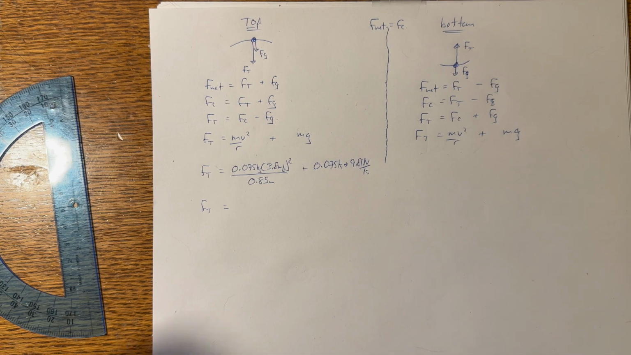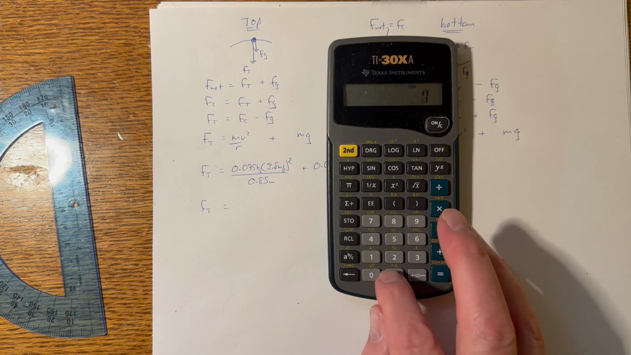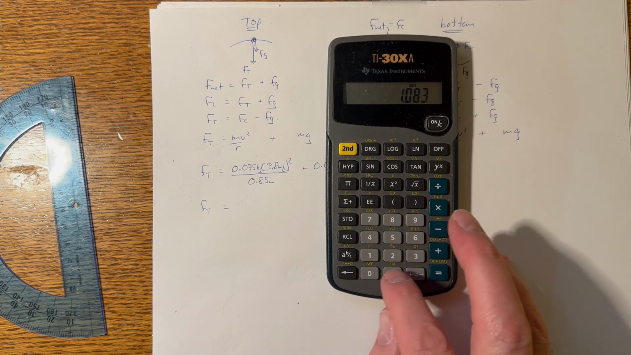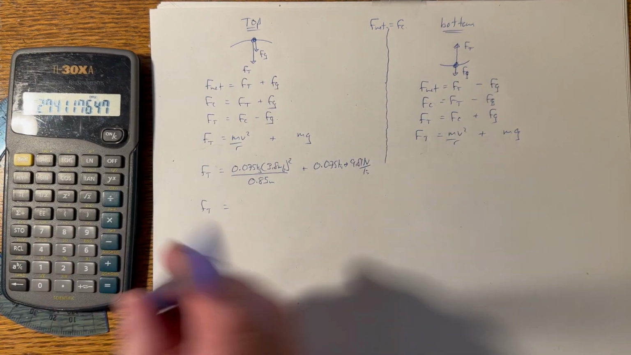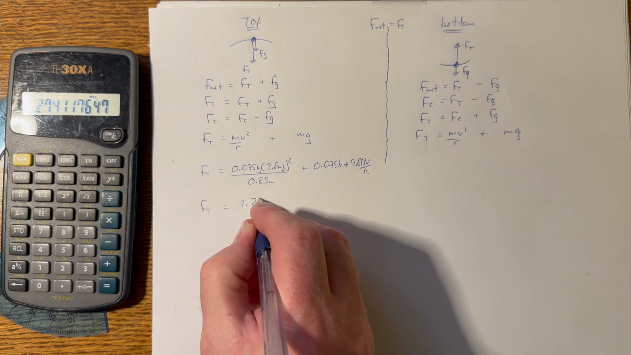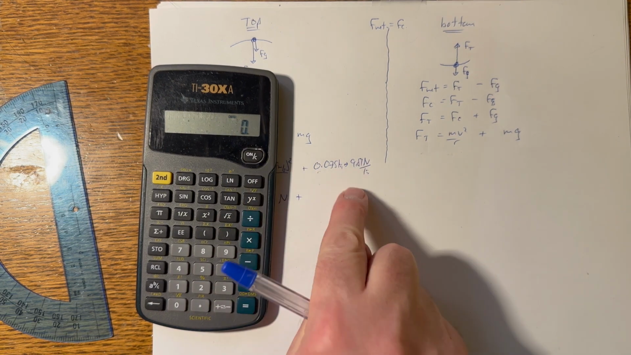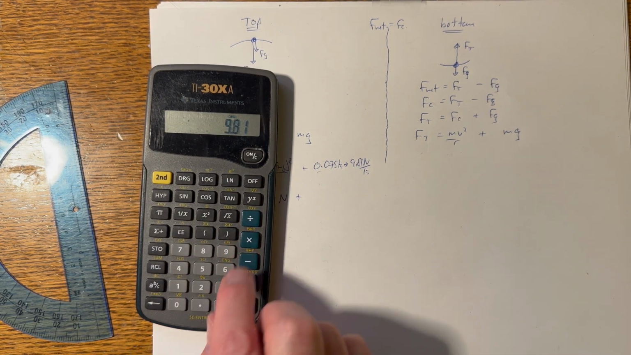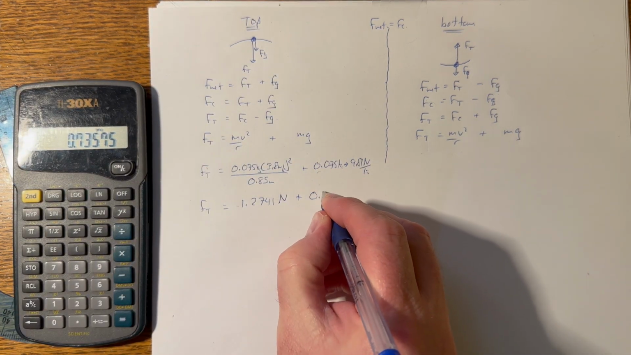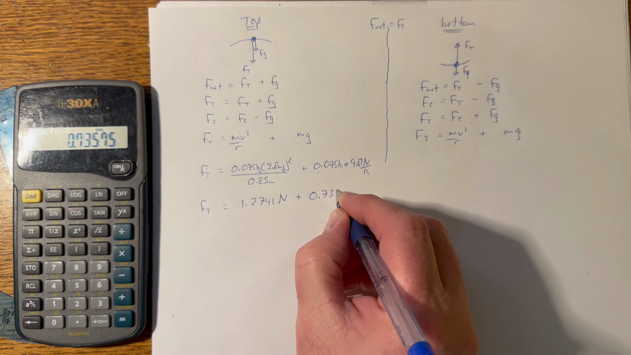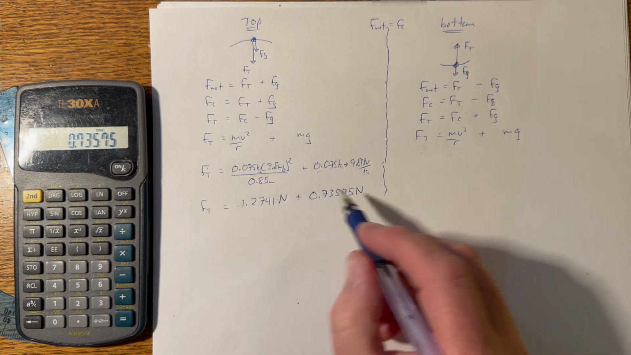Let's run that through our calculator. So 3.8 squared times 0.075 equals, divided by 0.85 equals, and we have our answer there, 1.27. 1.2741 newtons, plus over here 9.81 times 0.075 equals, and 0.73575 newtons. Now, that's nice, it's wonderful.